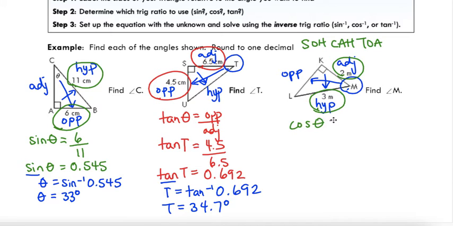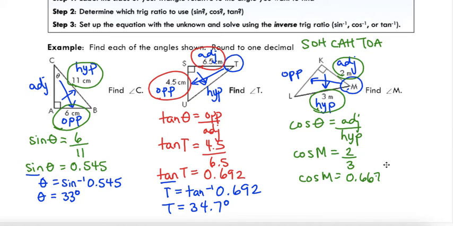So the cosine of an angle is the adjacent side over the hypotenuse side. I'm going to substitute in what I know from my diagram. The cos of my angle is M, so I can either keep my theta symbol or I can substitute it with the letter that I'm trying to find. So cos of M is equal to my adjacent side, which measures 2, over my hypotenuse side, which measures 3. Use your calculator to do 2 divided by 3. That gives you approximately 0.667 when you round to 3 decimal places.